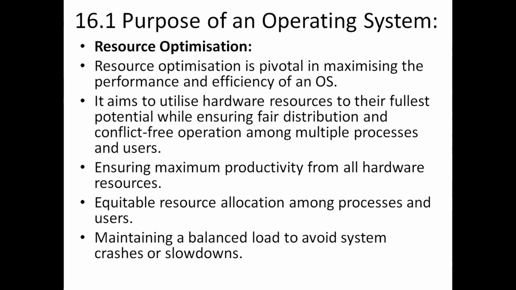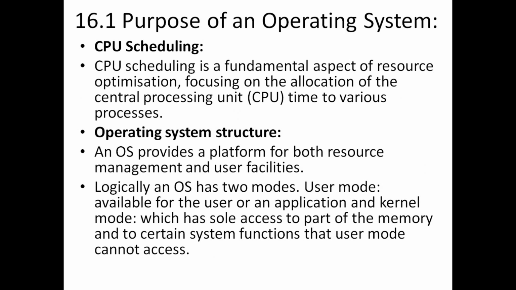Equitable resource allocation is done to processes and users, otherwise it can cause chaos. Maintaining a balanced load to avoid system crash or slowdown is also considered an important part of resource optimization. Now, in order to optimize things perfectly, the CPU uses something known as scheduling algorithms, or simply scheduling. It is a fundamental aspect of resource optimization. It focuses on the allocation of the CPU's time to various processes.